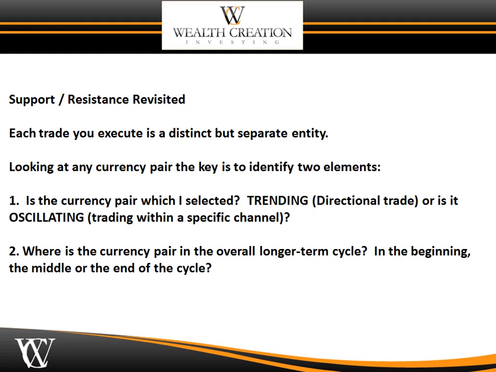When you're looking at any currency pair, the key is to identify two special elements. Is the currency pair that you select trending, a directional trade, or is it oscillating, trading within a specific channel? Where is the currency pair in the overall longer term cycle? Now remember, I showed you the gears. I take a look at daily, weekly, and monthly charts. That is the overall long-term cycle. In the beginning, the middle, or the end of the cycle when looking at the daily, weekly, and monthly charts.